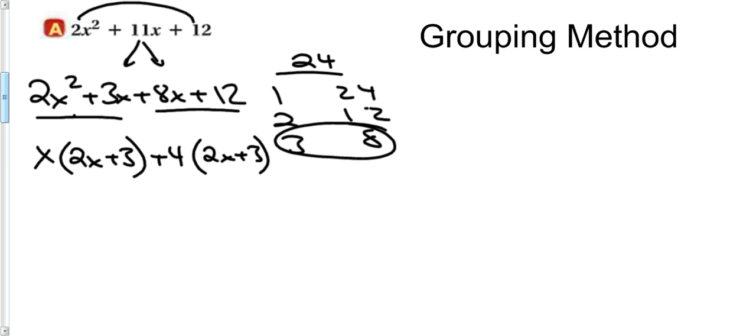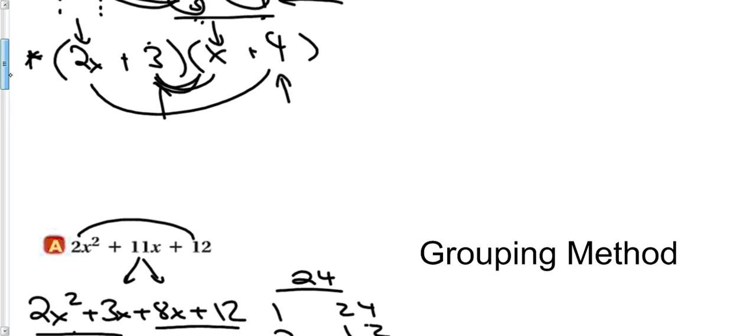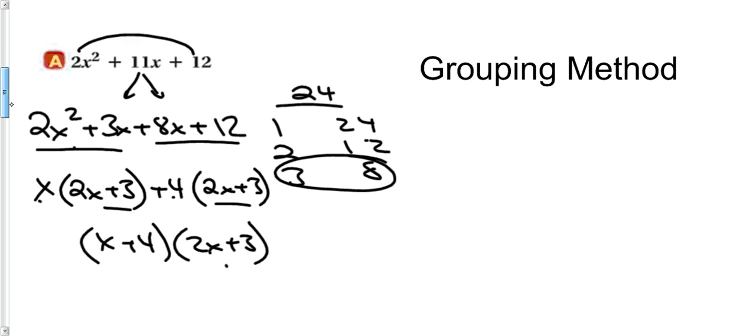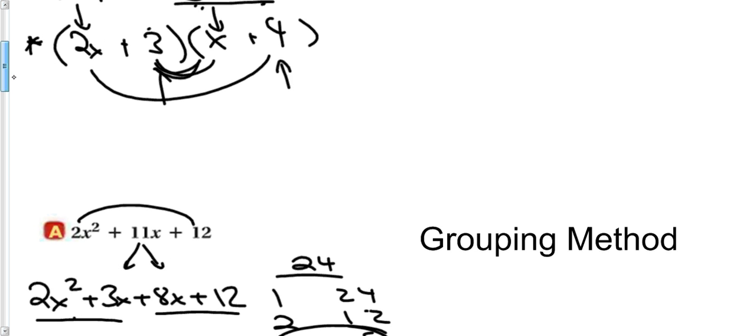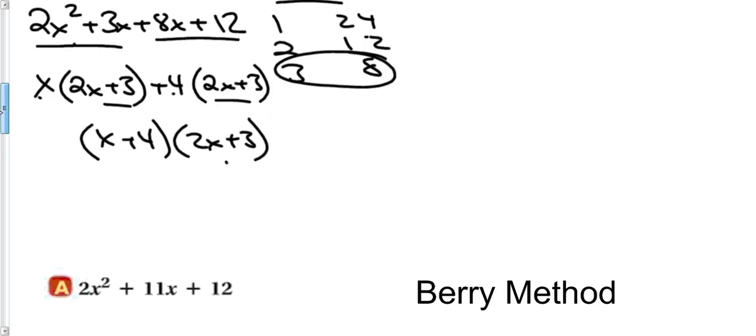Now, because of the distributive property, if I'm multiplying x and 4 by the same thing, I can rewrite this as two sets of factors. x and 4 is the first set, 2x plus 3 is the second set. And notice that I got the same answer. Different order, but that doesn't matter because of the commutative property. Okay. Let's do that one more time.